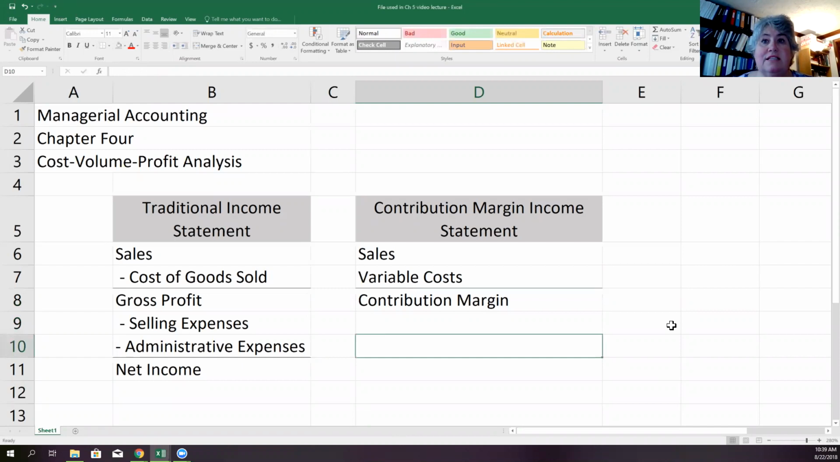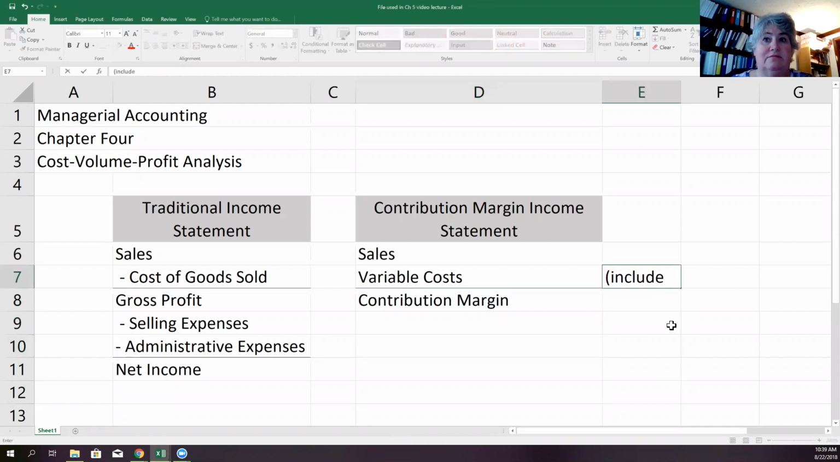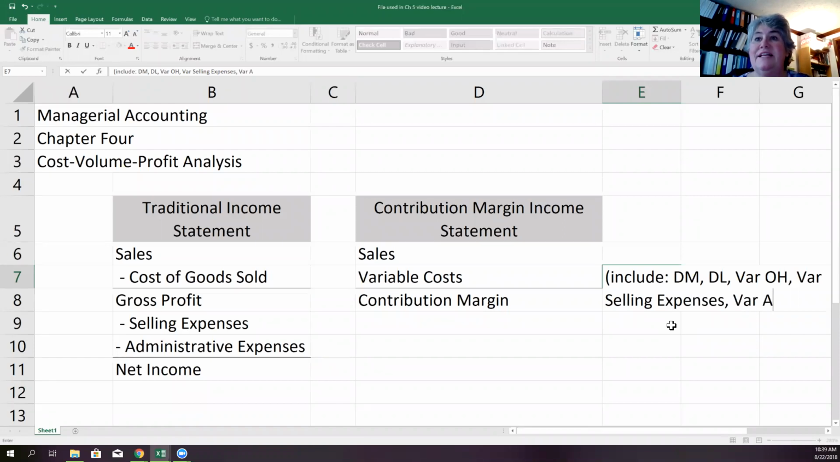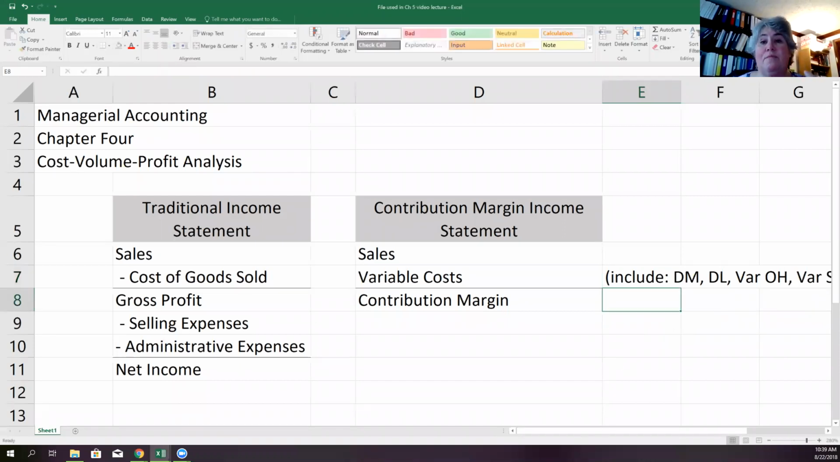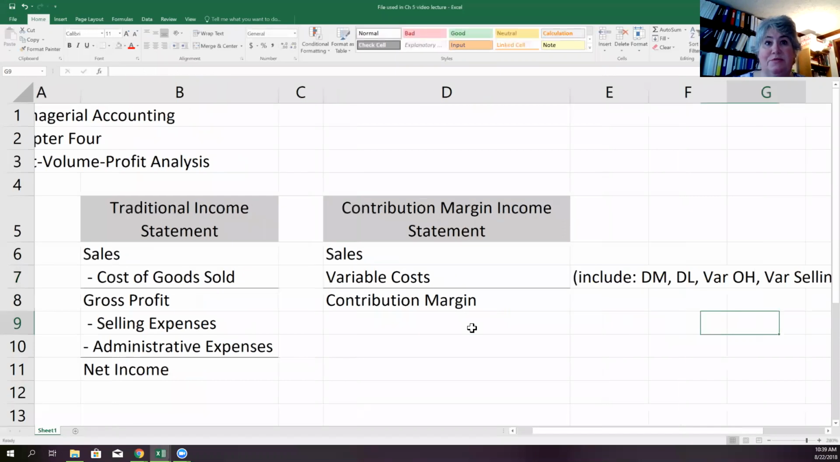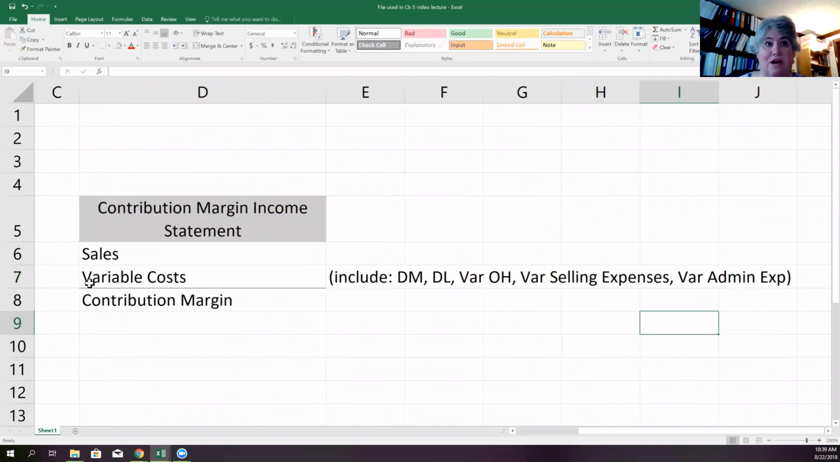Those variable costs are going to include direct materials, direct labor, variable overhead, just the variable part of the overhead. And this is where it's strange: variable selling expenses and variable administrative expenses. So all the variable costs, it doesn't matter if they're a product cost or a period cost, they're included in the contribution margin income statement as the variable cost.